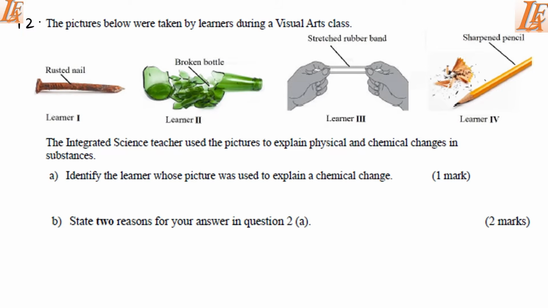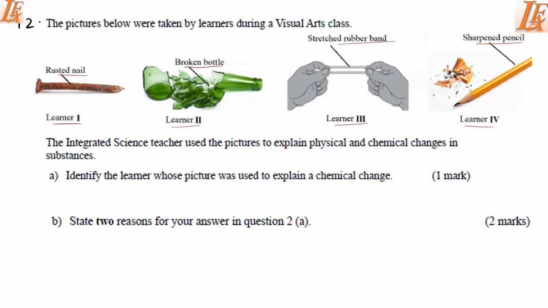The pictures below were taken by learners during a visual art class. So here we have learner 1 with a rusted nail, learner 2 with a broken bottle, learner 3 with a stretched rubber band, and then learner 4 with a sharpened pencil. Then the question is, the integrated science teacher used the pictures to explain physical and chemical changes in substances. Then the first question: identify the learner whose picture was used to explain chemical change.